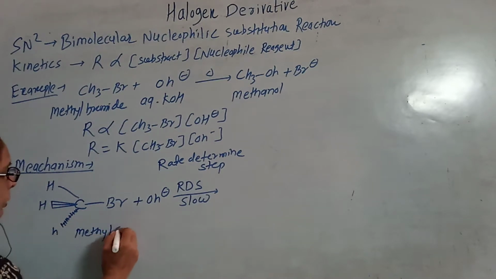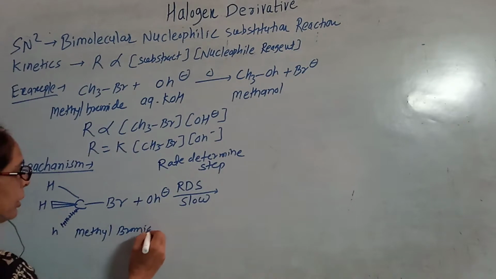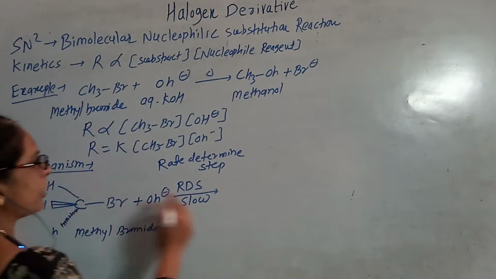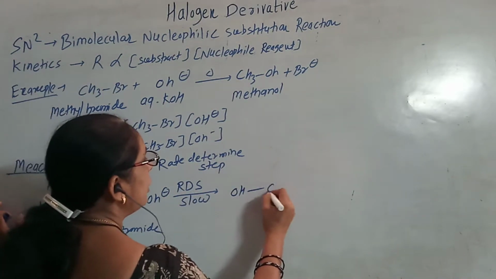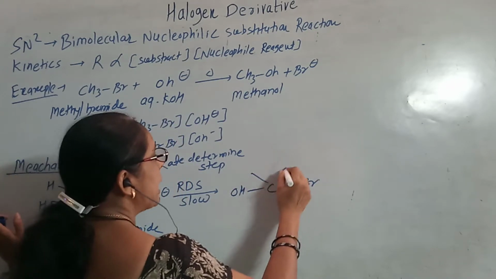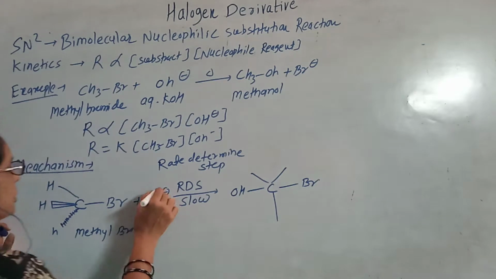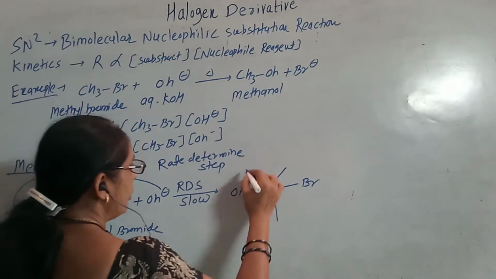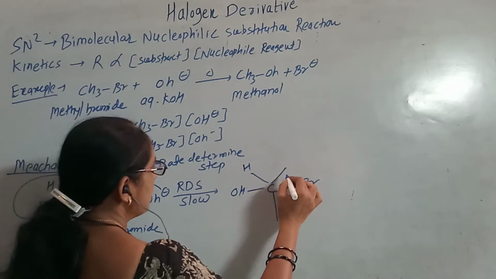When the nucleophile approaches the methyl bromide, we know that bromine also has a negative charge, and OH minus also has a negative charge. So both are repelled. So in order to avoid the steric hindrance, the backside attack of the nucleophile can occur in the transition state. So I can show the transition state where the backside attack of the nucleophile occurs. So this nucleophile attacks from the backside in order to avoid the steric hindrance, or the crowding.